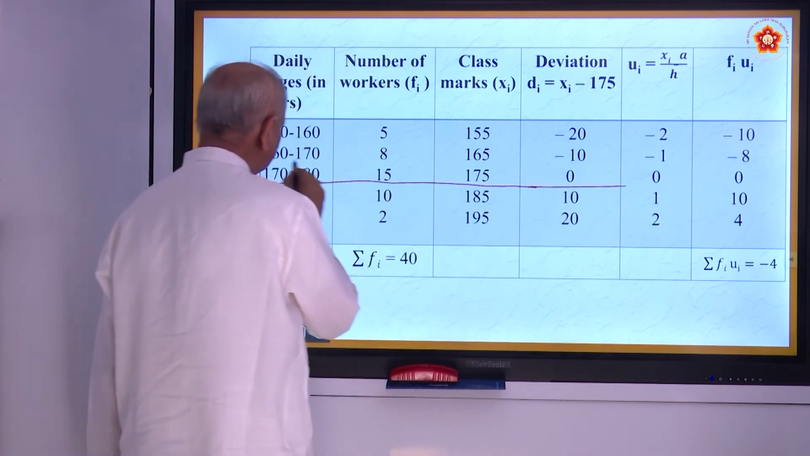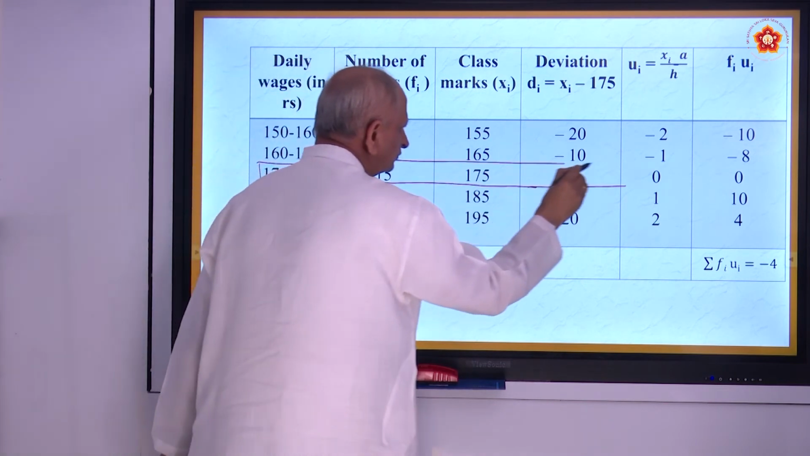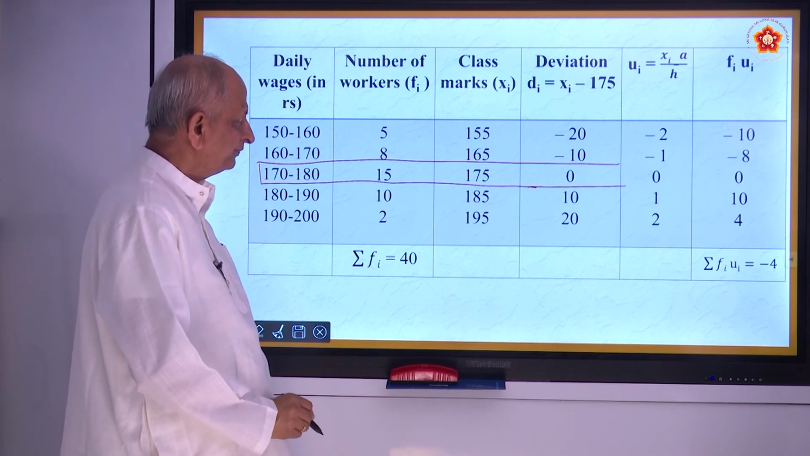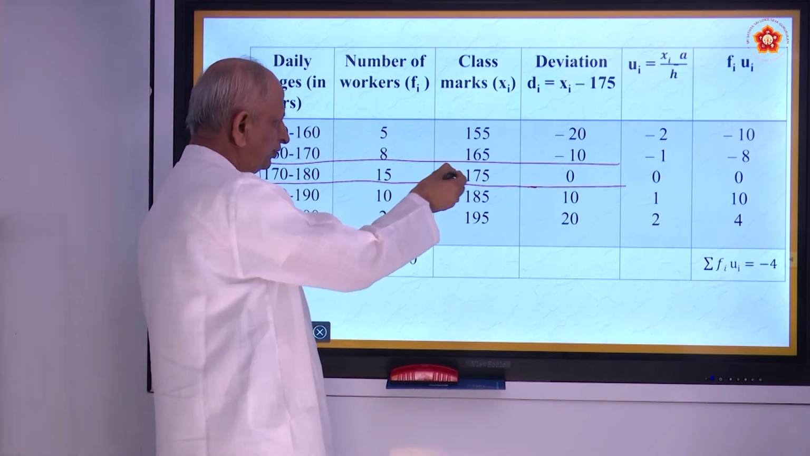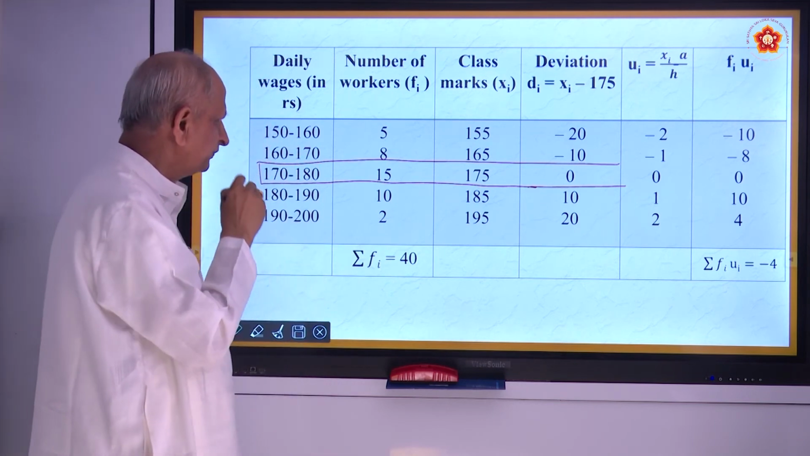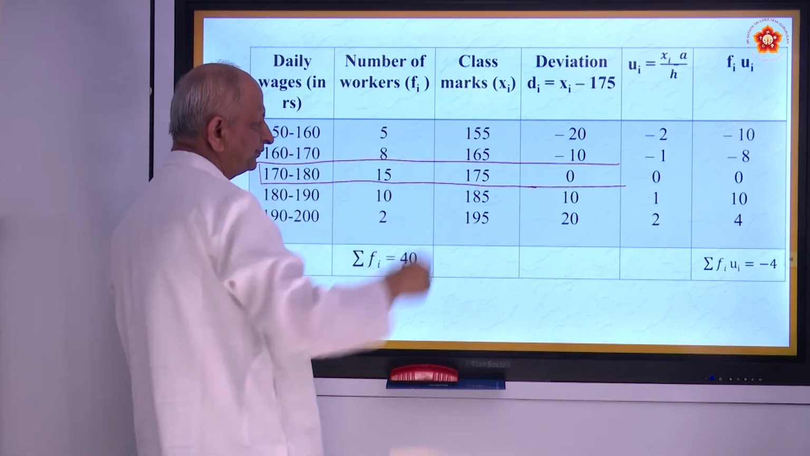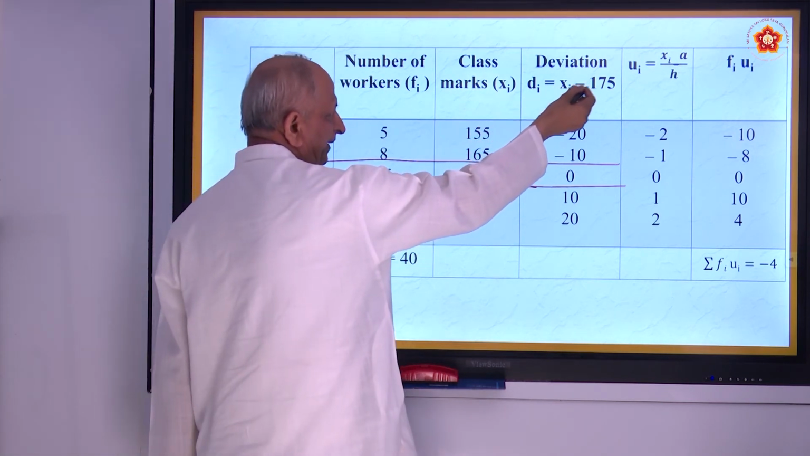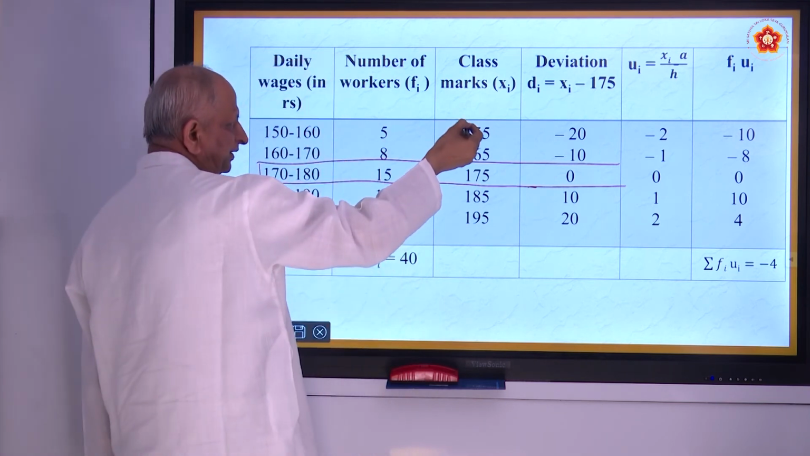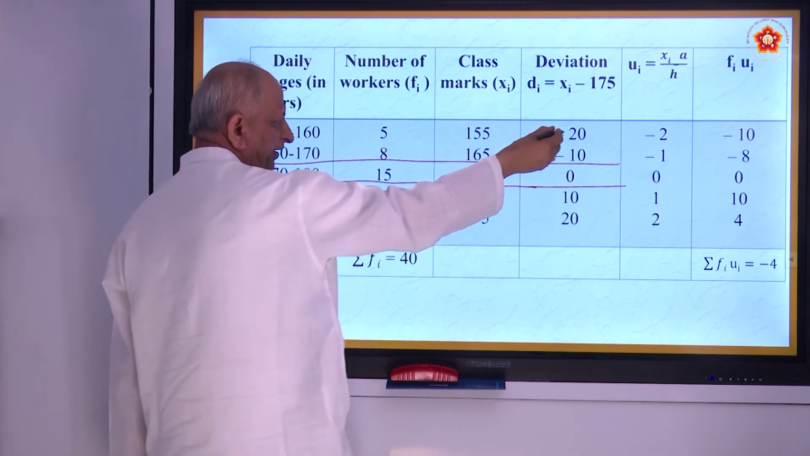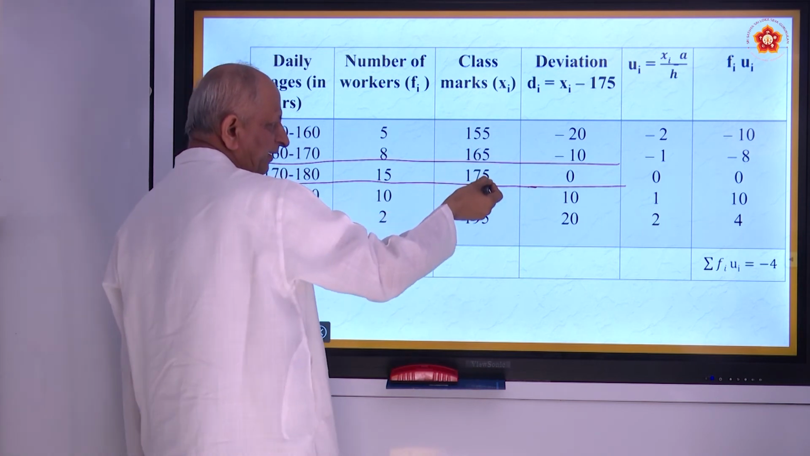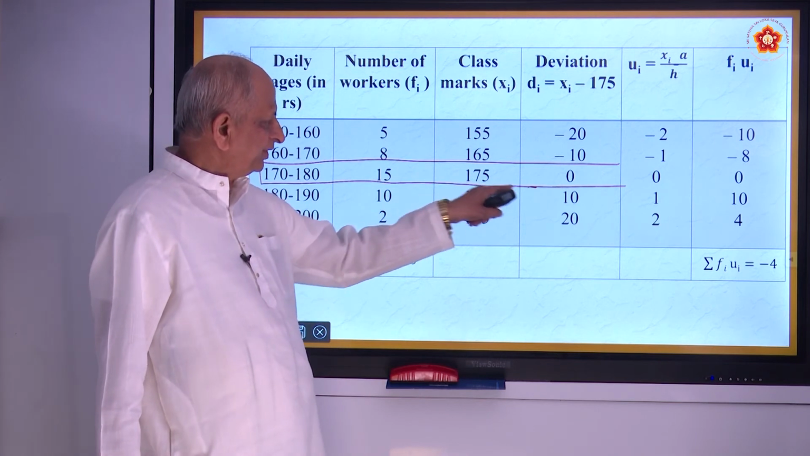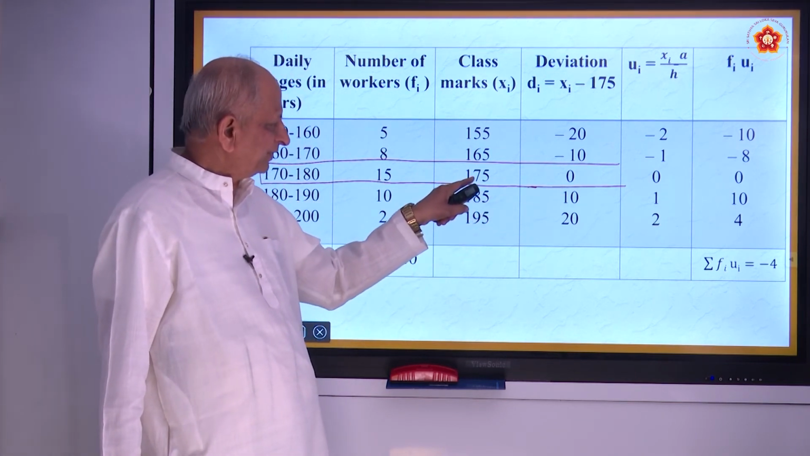We put it as 0. Please note that. So 175 is taken as 0 there. Now deviation. How to find deviation? Xi minus 175. Xi is 155 minus 175, minus 20. 165 minus 175, minus 10. 185 minus 175, 10. 195 minus 175, 20.